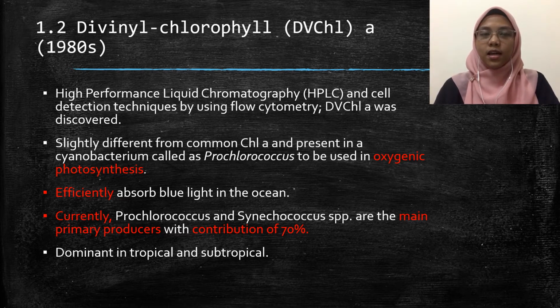And currently, you know what? Prochlorococcus and Synechococcus spp. are the main primary producers, with a contribution of 70%. They are also dominant in tropical and subtropical regions.